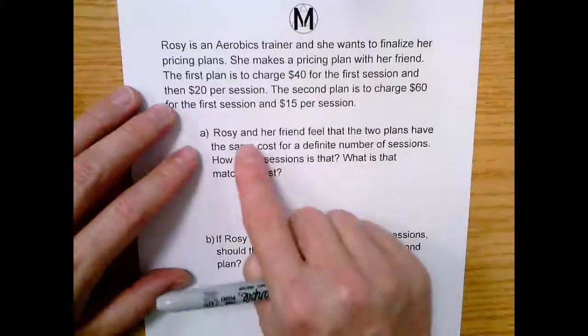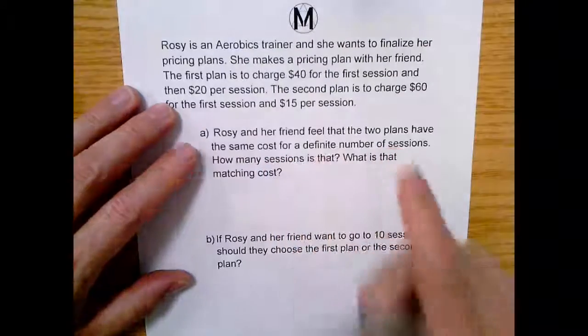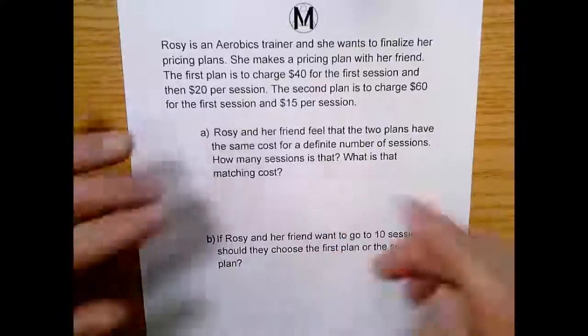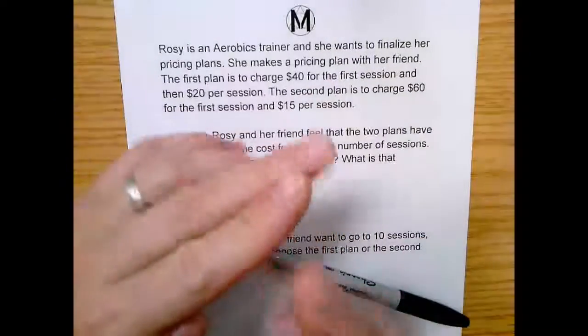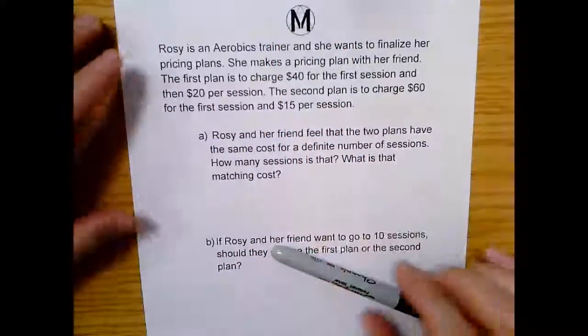So then it says, Rosie and her friend feel that the two plans have the same cost for a definite number of sessions, okay? How many sessions is that? What is the matching cost? So essentially they're saying when these two lines travel, they will cross. Where do they cross? Because when they cross, it's the same amount of sessions and the same amount of money.